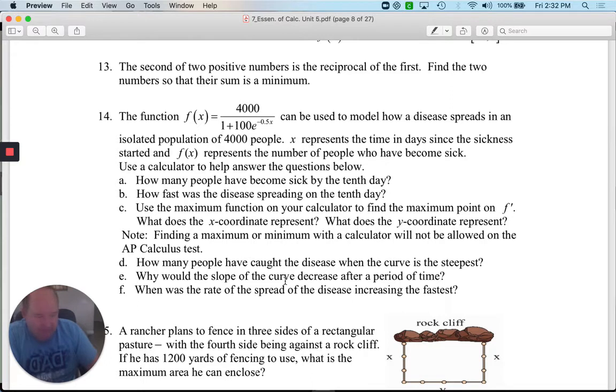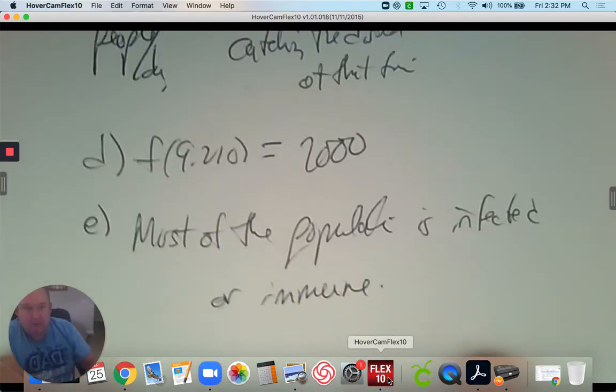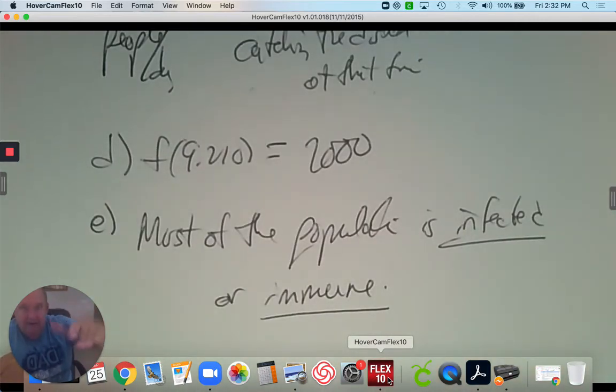And why does it flatten? So two things could happen. The reason it would flatten is because most of the population is infected or immune. So over time, the rate can't just keep going up, up, up. So either it's going to flatten out because most of the population is either infected or immune, and so it's going to then flatten out over time because of that. F.